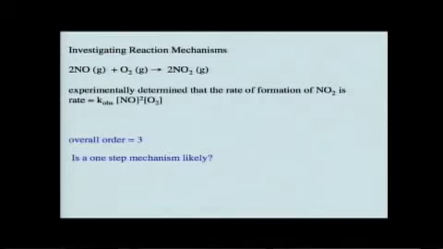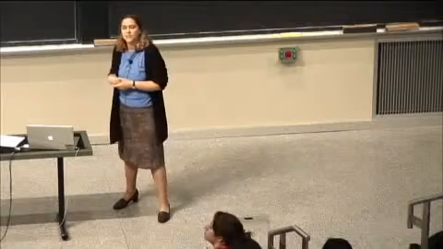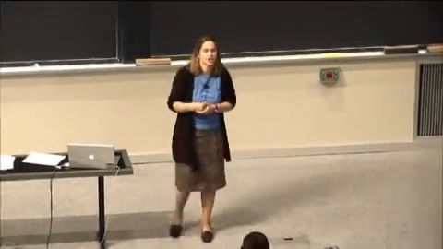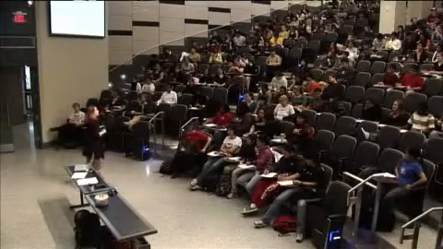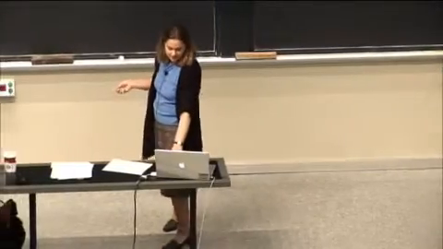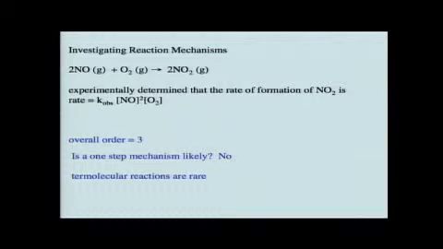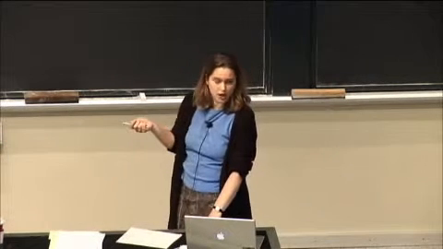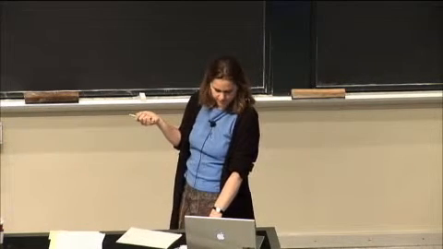So if it's overall order of 3, is it likely to occur in one step? No. What would it be called if it did occur in one step, if 3 things came together at the same time to form a product? Yeah, termolecular. And we learned last time that termolecular reactions are rare. So it's unlikely that those 3 things, the 2 NOs and the 1 O2, are going to come together at the same time to form product, so it probably has more than one step.